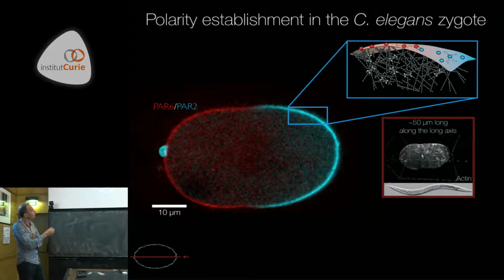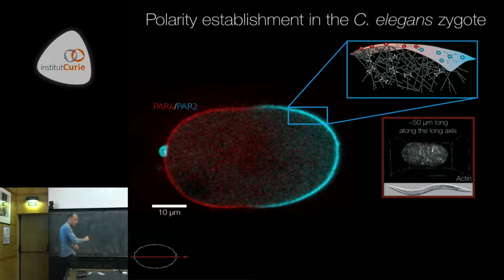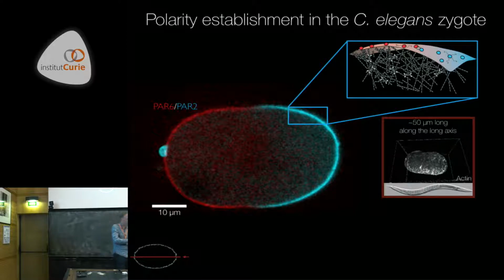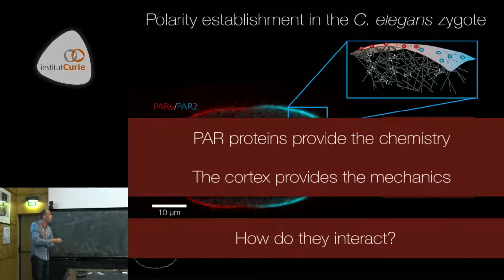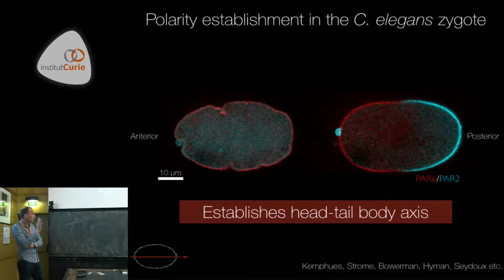And they're in tight proximity with each other. The cortex really just sits right underneath the membrane. And these markers of polarity, they have binding motifs, PIP2 type binding motifs that allow them to associate to the plasma membrane. So how do these structures now interact? PAR proteins provide the chemistry, cortex provides the mechanics. How do these structures really interact? So before we go there, let me just tell you a few more words.